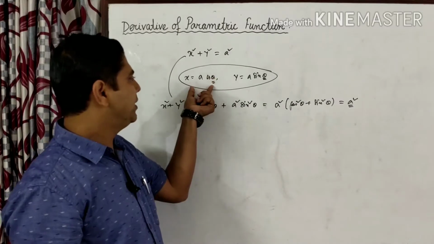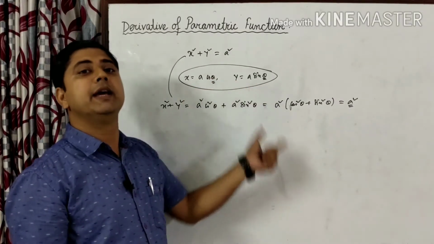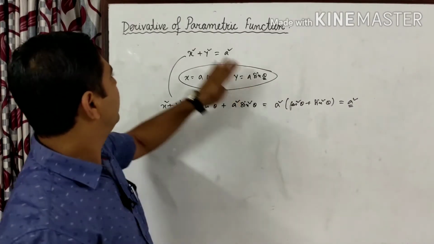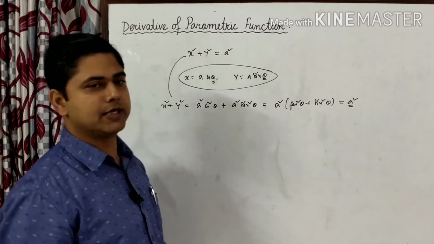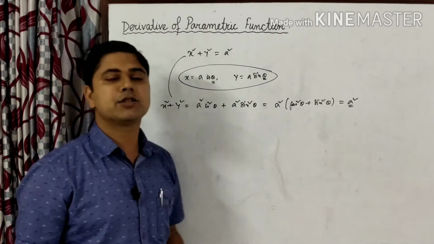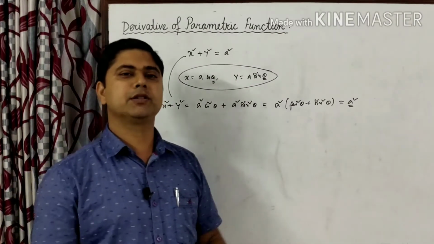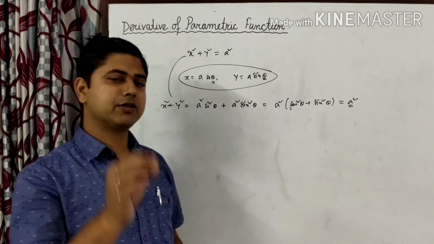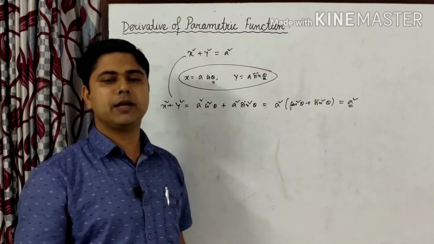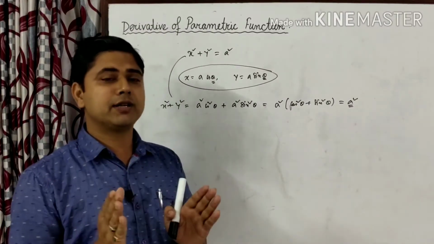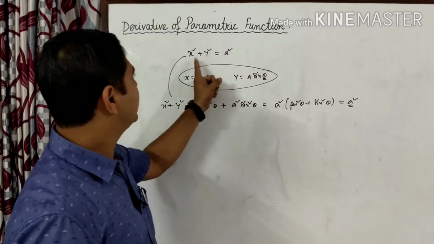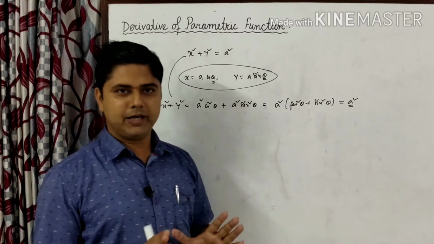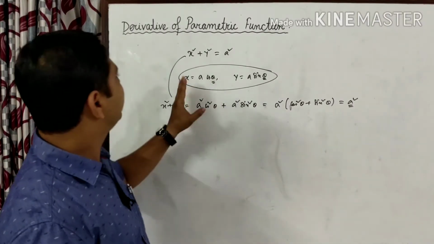That means x equal to a cos theta and y equal to a sin theta is a parametric form of which function? x square plus y square equal to a square. Therefore, this type of function is known as a parametric function. If there is a parametric function, that means behind it there is a particular function, in which these two variables are related. Okay, that means this one is known as parametric function.